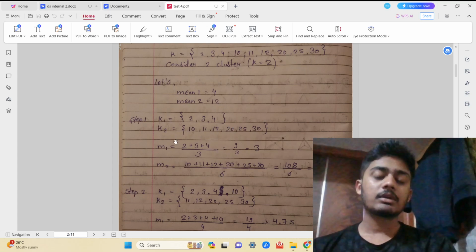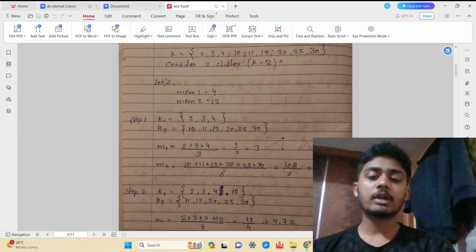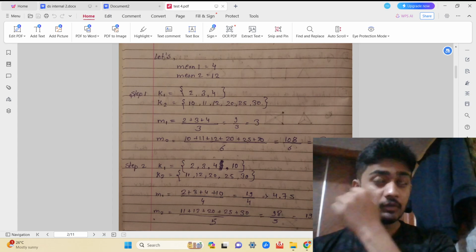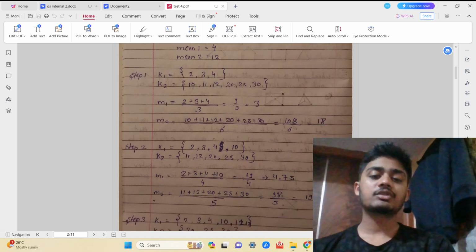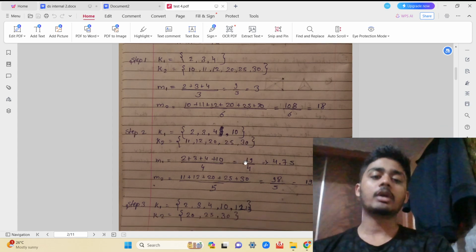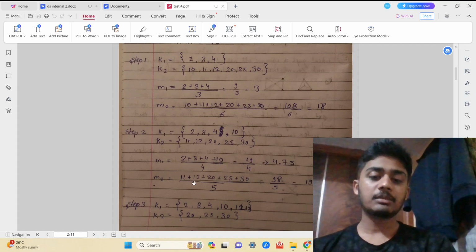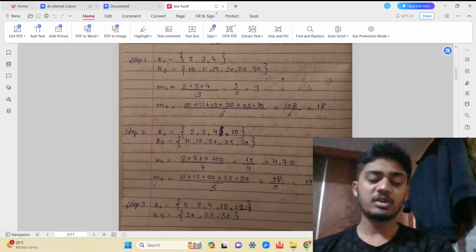Now updating the cluster centroids: 2, 3, 4 added and divided by 3 gives 3. So the new mean 1 will be 3, and similarly for mean 2 the updated value is 18. Now with 3 and 18 as our means, we form the clusters again. 2, 3, 4 and 10 will be in the first cluster and the remaining in the second cluster. Again updating the centroid, 2, 3, 4, 10 added and divided by 4 gives 4.75, and similarly for mean 2 we get 19.6.